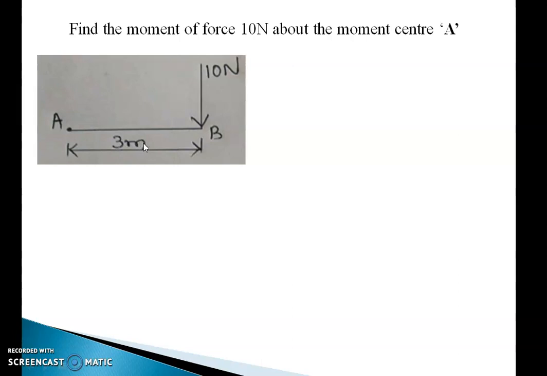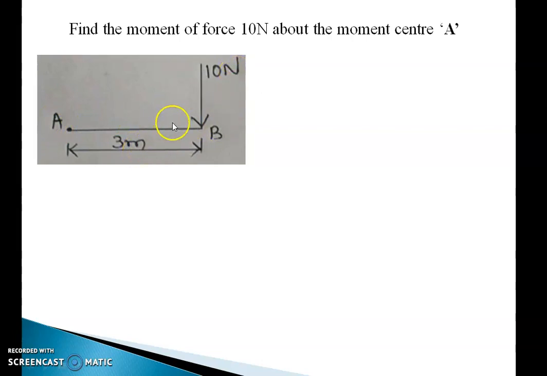Coming to this problem, 10 Newton is the force which acts in the downward direction, and it's a 100% vertical force. So the moment of the 10 Newton force about A: force is 10 Newton, and the distance between A and B is 3 meter, which is the perpendicular horizontal distance because the force is 100% vertical. So the moment about A of the 10 Newton force is 10 into 3, which is 30 Newton meter. Newton is the unit of force, meter is the unit of perpendicular distance.